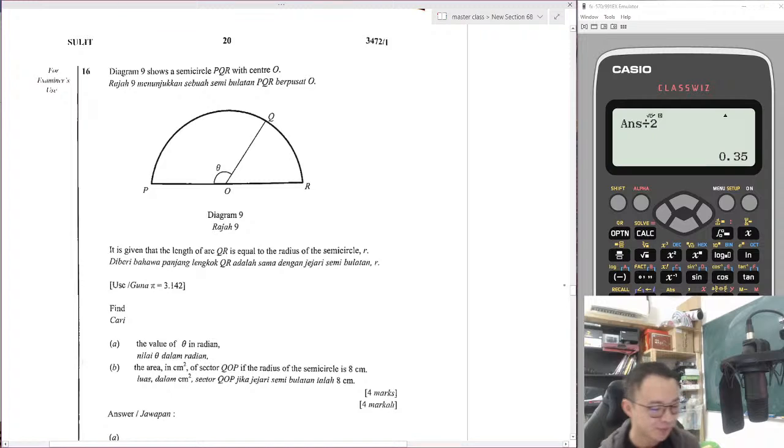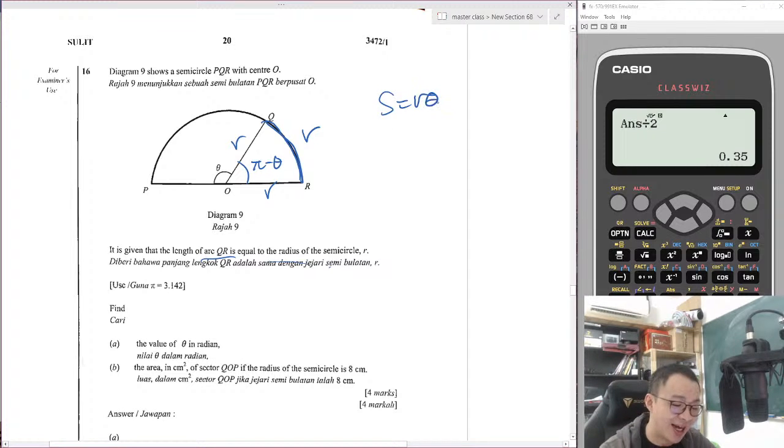Alright, so let's go to this question. They ask us to find the radian, so I try to find some information. They say the arc of QR is equal in length to the radius. So this is r, and the arc length here is r as well. This angle we will call pi minus theta, because the whole 180 degrees is pi. So s equals r theta, the arc length formula.